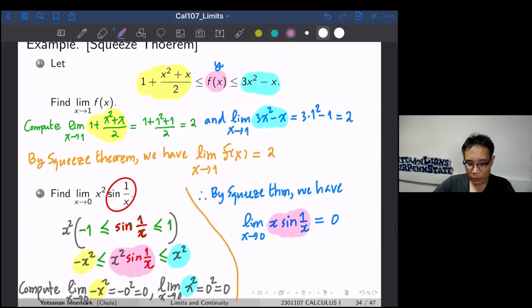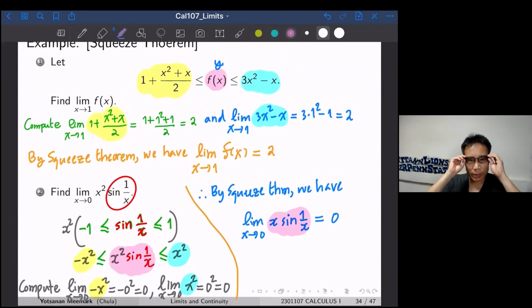So let me conclude these two examples a little bit. For the first example, it gives you explicitly that you have f(x) lying between two functions, and you're going to compute the limit of the top function and the limit of the bottom function. The limit of the top function turned out to be 2. The limit of the bottom function turned out to be 2 as well. So you'll be able to squeeze the value of the limit of the middle function to be 2.